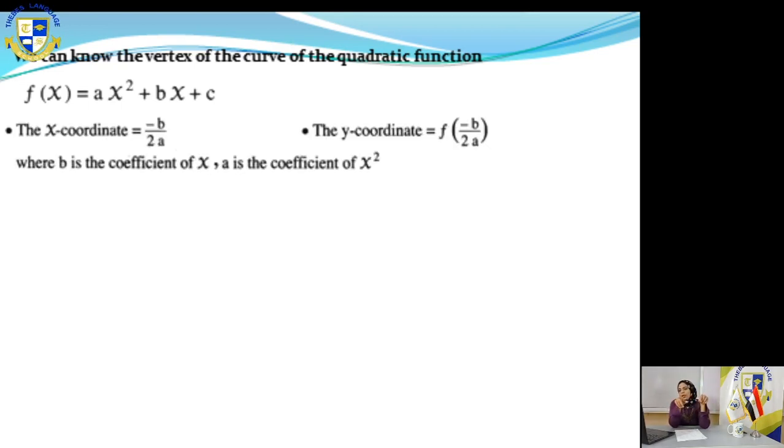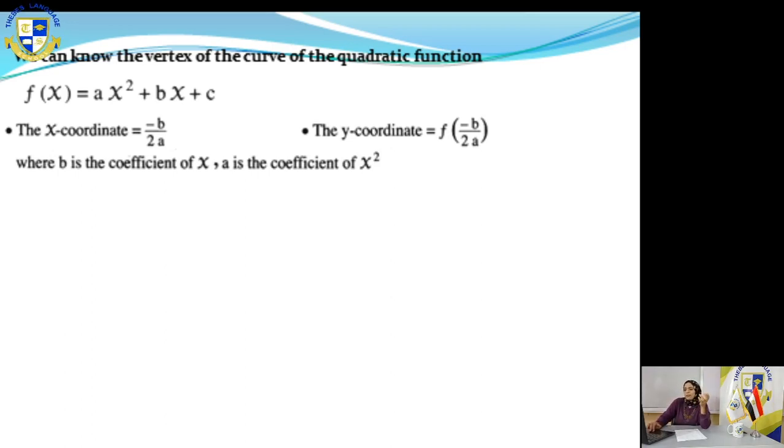We can know the vertex of the curve of a quadratic function without drawing. For example, if we have a function in the form ax power 2 plus bx plus c, we can get the x coordinate of the vertex by the following rule: negative b over 2a. Where b is the coefficient of x, and a is the coefficient of x power 2. The y coordinate is the image of the x coordinate, f of negative b over 2a.